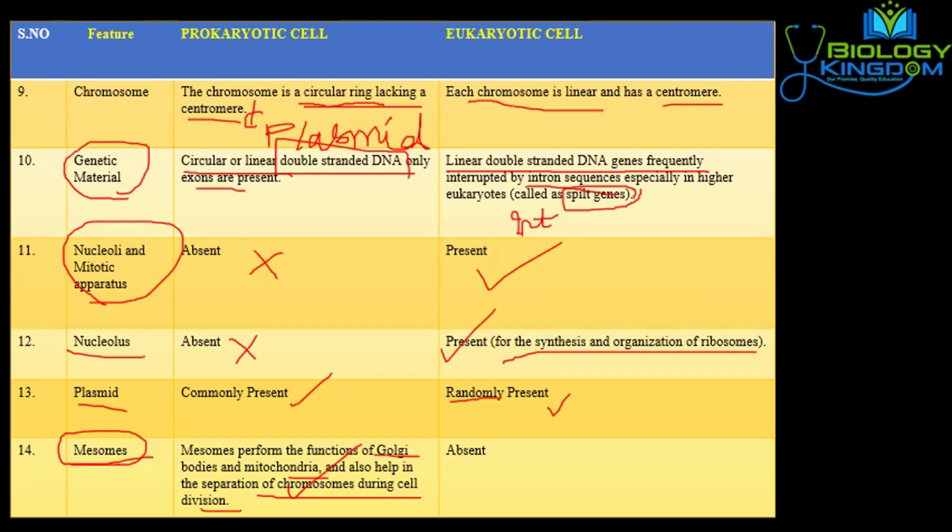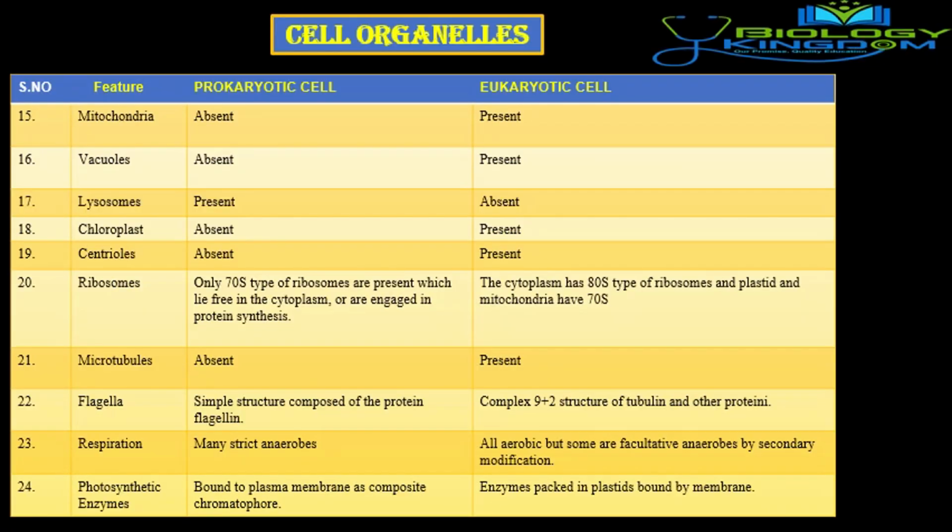Whereas in the eukaryotic cell, we can observe nuclei, mitotic apparatus and nucleolus, especially the chromatin and all the internal organs present in the nucleus. That is the reason mesosomes are absent in eukaryotic cells. Moving on to the next feature, this is a detailed description in the form of a comparison in tabular form of cell organelles, wherein mitochondria are absent in the prokaryotic cell and present in the eukaryotic cell.